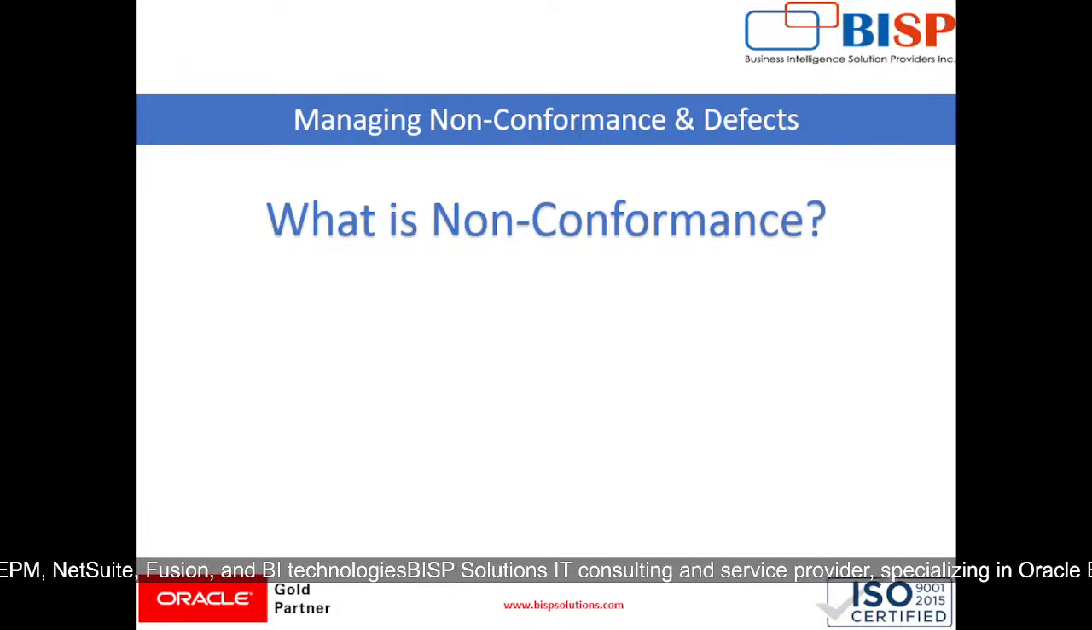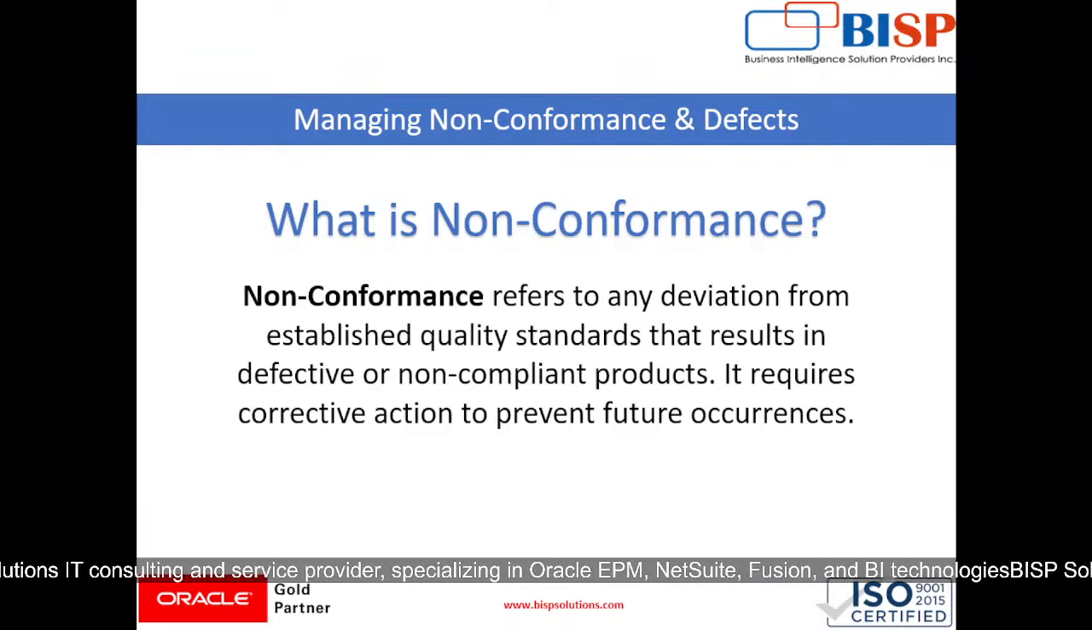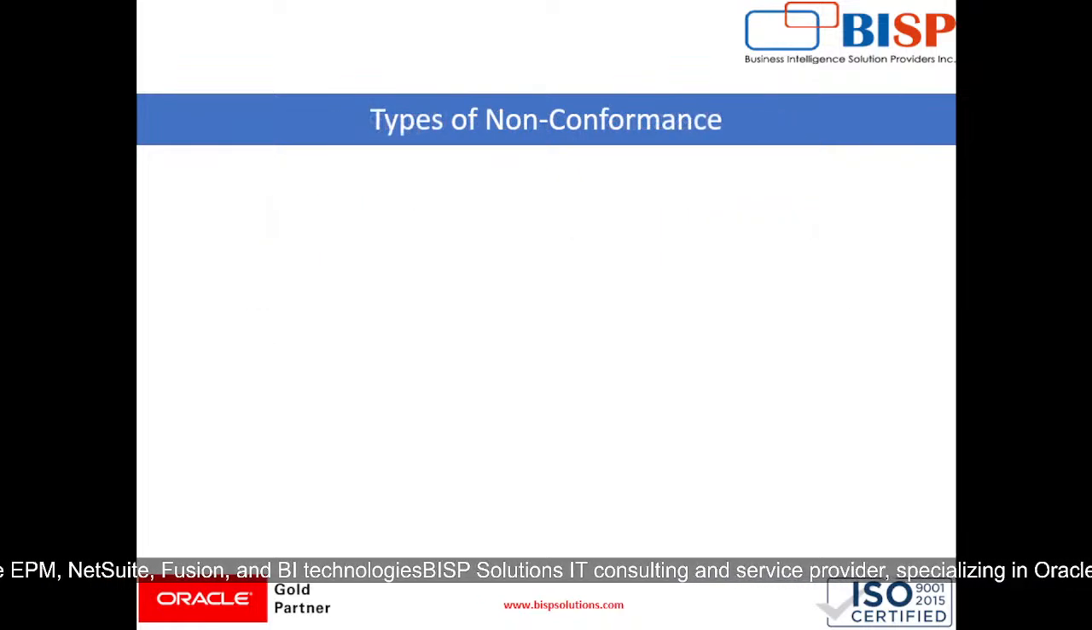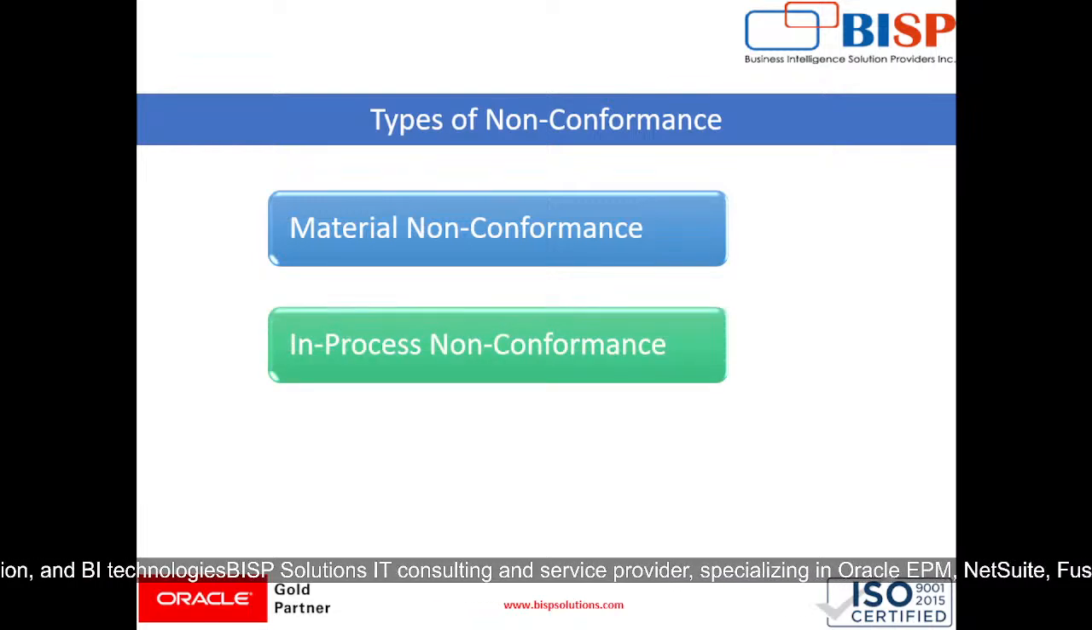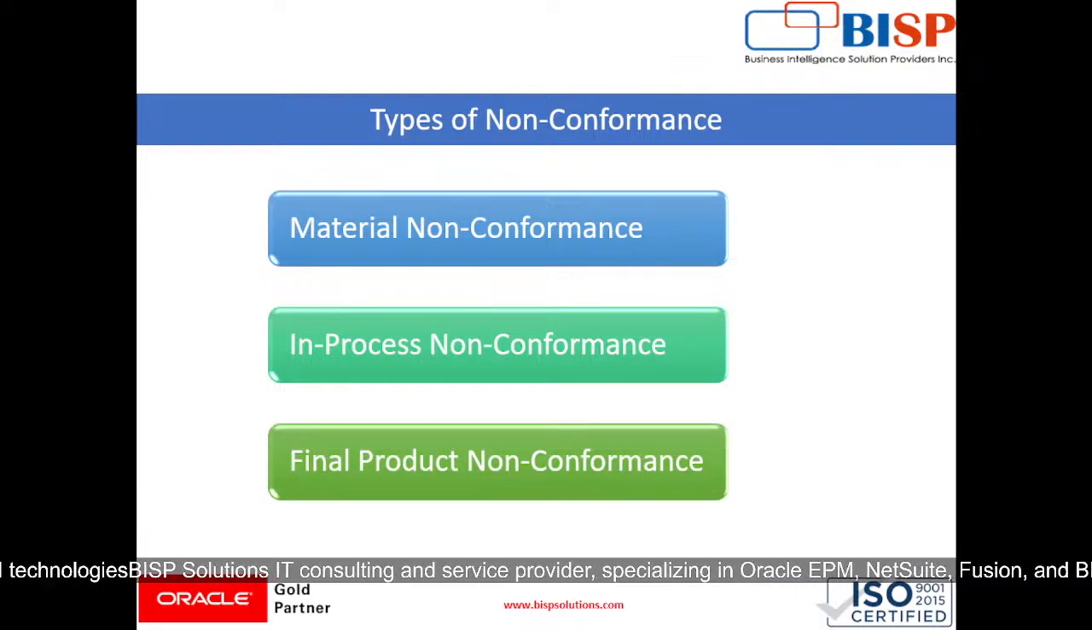Then managing non-conformance and defects. So what is non-conformance? A non-conformance refers to any deviation from established quality standards that results in defective or non-compliant products. It requires corrective actions to prevent future occurrences. The types of non-conformance are material non-conformance, in-process non-conformance, and final product non-conformance.